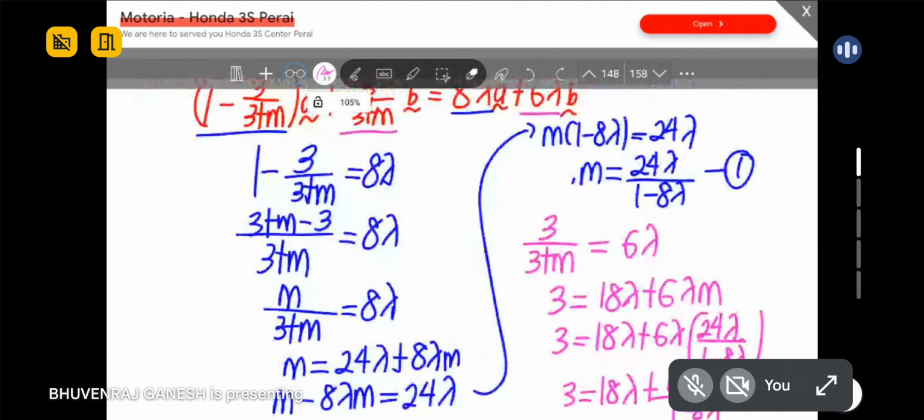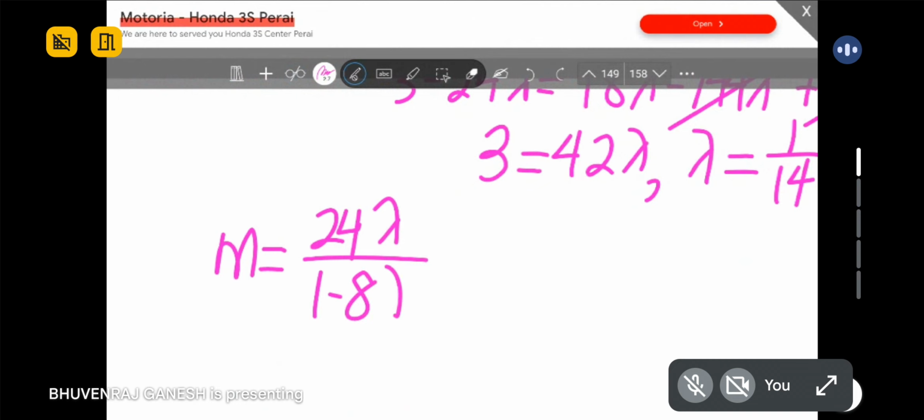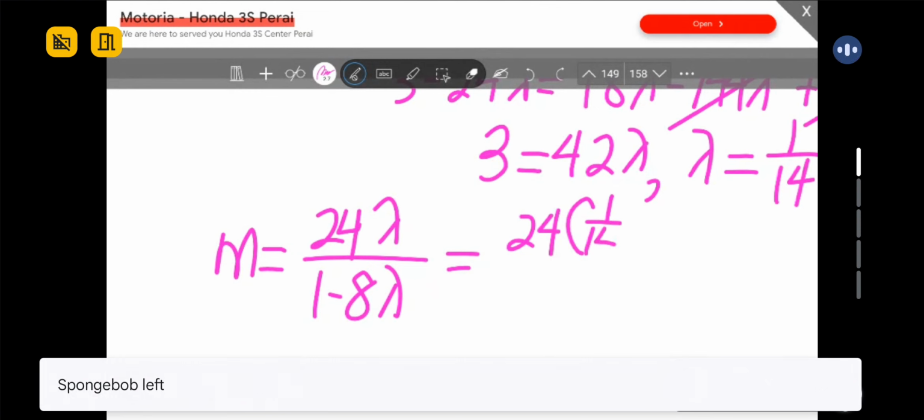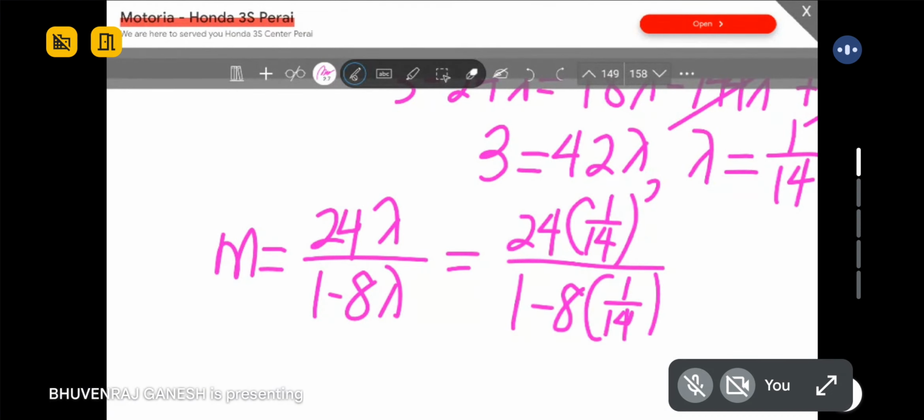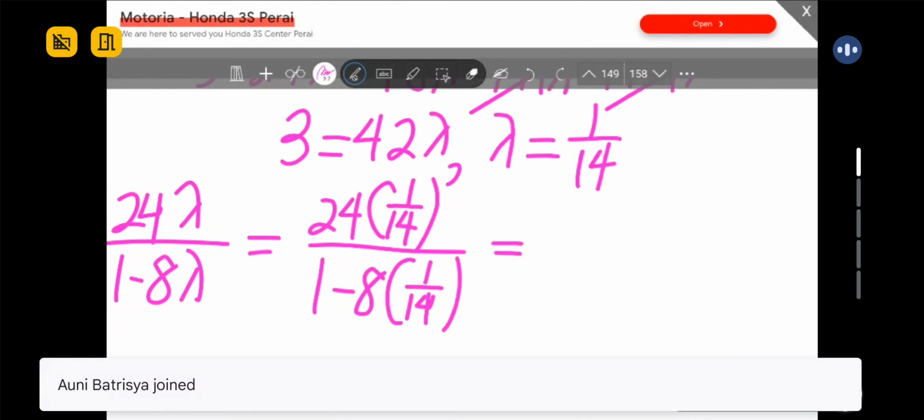Okay, so M is 24 lambda over 1 minus 8 lambda. Your lambda here is 1 over 14, so you substitute 1 over 14. 1 minus 8 over 14. Okay, press calculator, guys. What is the answer that you get? Coba tekan, all of you. Make sure you press the calculator. How much do you get? 24 over 14 divided by 1 minus 8 over 14. So your answer will be 4, right?